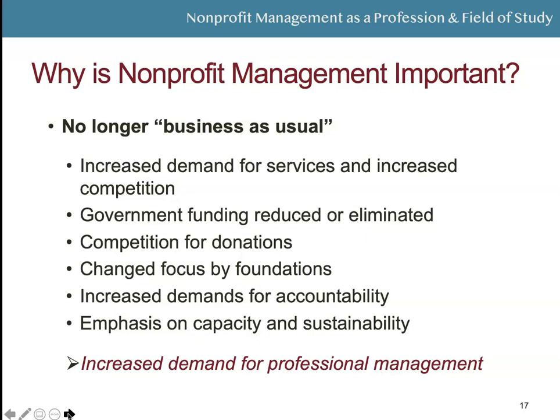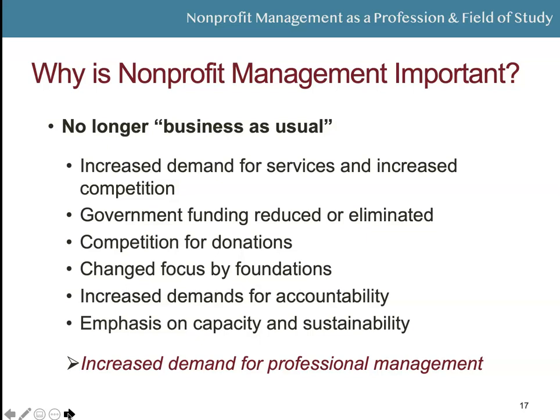But the increased demand, much of that is driven by the fact that a lot of government funding has been reduced or eliminated. There are programs and services that, 40, 50 years ago, the government might have funded, but they have cut back and relied on nonprofit organizations to take over. There is also incredible competition for donations. Again, there is more than one arts organization here in the Hudson Valley.